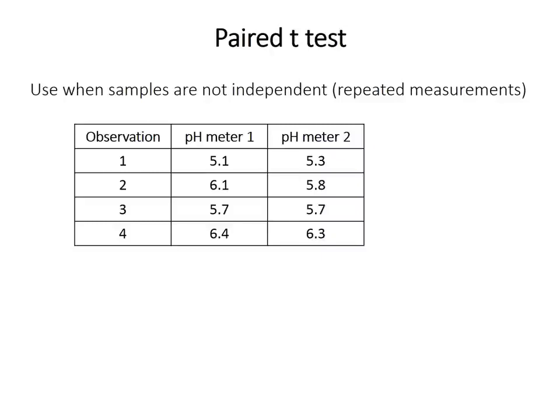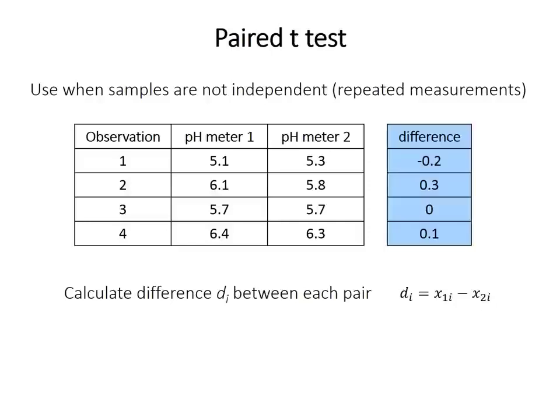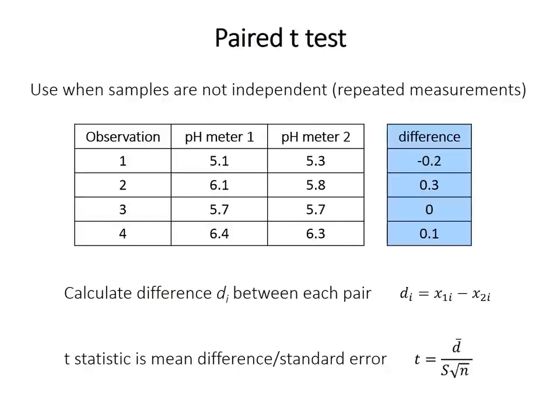Because the pairing of measurements, of observations, is important, the paired t-test calculates the difference between each pair of measurements. So the first measurement for observation 1 minus the second measurement for observation 1, and so forth. In this case, the difference would be minus 0.2 pH units for the first observation, plus 0.3 for the second, and so on. So the t-statistic, instead of being the difference between sample means, is now the mean difference between paired measurements. And then, just like before, it's divided by the standard error.